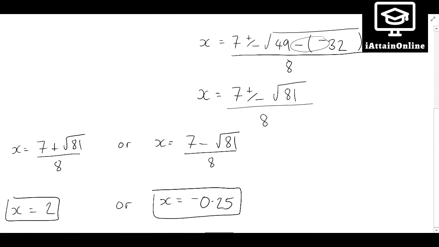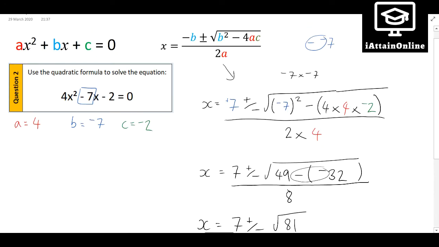Again, if you put in either 2 or negative 0.25 instead of x into the left-hand side of the equation, you would get 0 out.